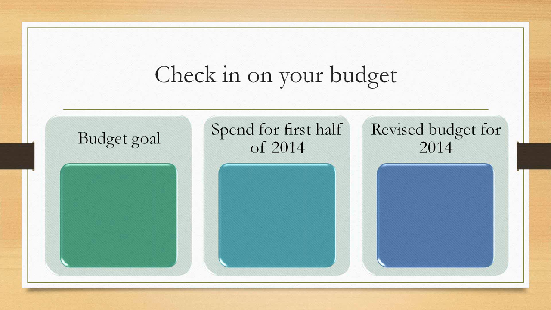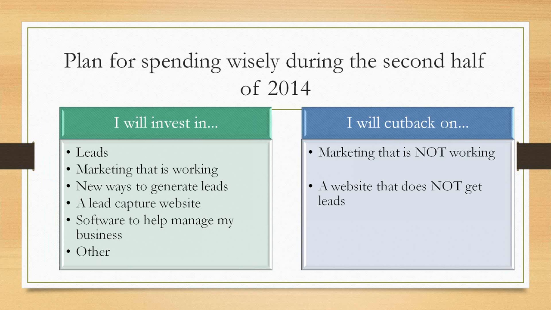So first, check your budget. What was your budget goal for the whole year? We will be sending this to you, so you can prepare a Word or Excel document. What was your spend for the first half of 2014? Write a figure there, and revise the budget for 2014. So plan your spending wisely during the second half of 2014.